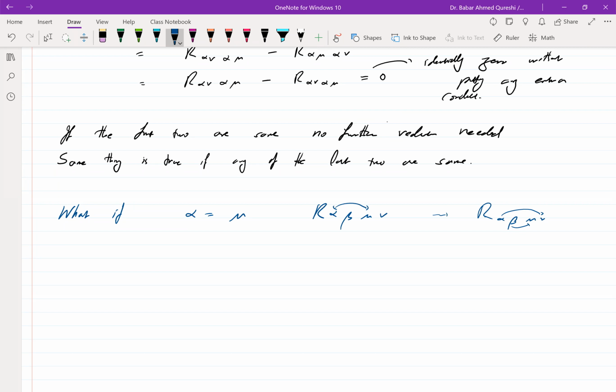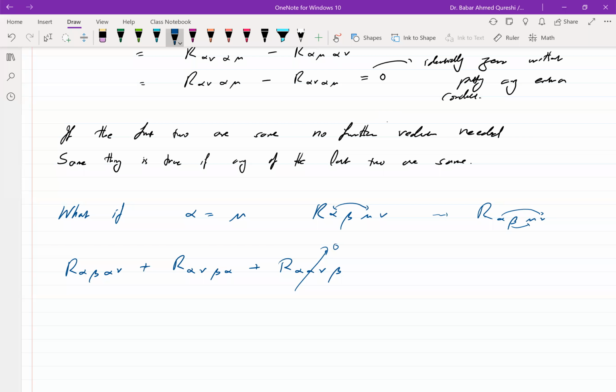So the only thing I have to worry about is what if the two indices which are not in the same pair are the same? What happens then? So what if alpha is equal to mu? Then from my equation 1, I get alpha beta alpha nu plus the cyclic combinations, alpha nu beta alpha plus alpha alpha nu beta. Now this is equal to 0.